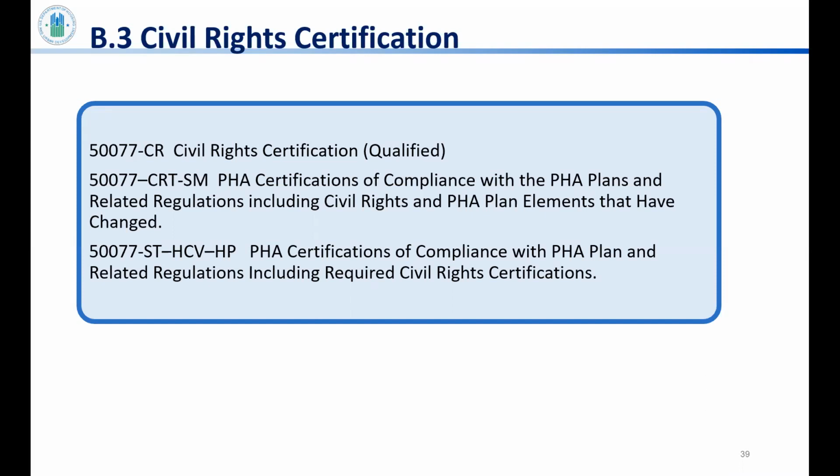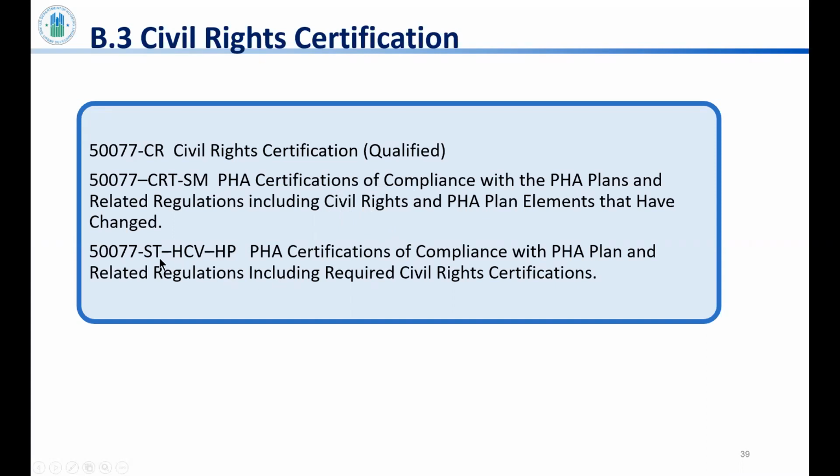The form 50077-CR is completed by qualified PHAs, which are those that do not have to submit an annual plan. Now there's also the 50077-CR-TSM for small PHA certification. This form is completed by small PHAs, and again, that's a civil rights certification.